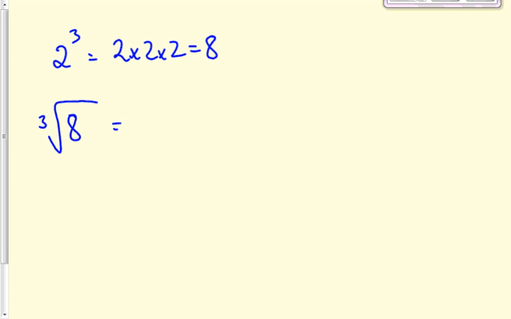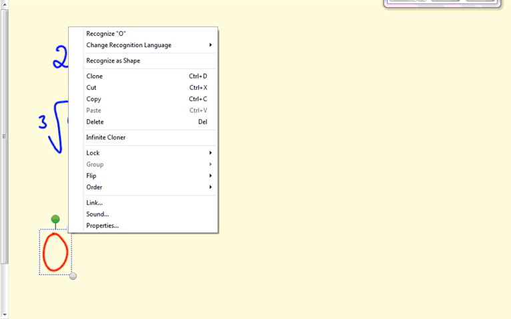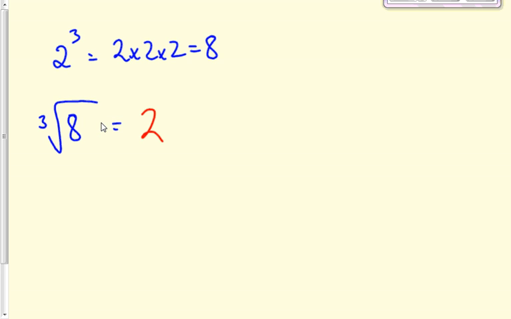Okay. Now 2 cubed means 2 times 2 times 2, which is 8. So the cube root of 8, which is denoted by this 3 on top of the root symbol, that means cube root of 8 would be 2, because it's the inverse of cubing. So if we delete that. So the cube root of 27 would be 3, because 3 times 3 times 3 equals 27.